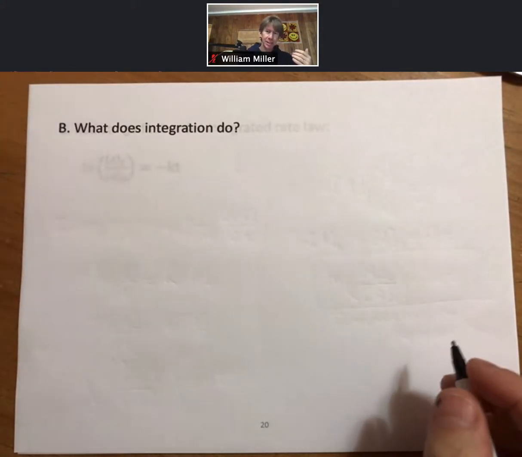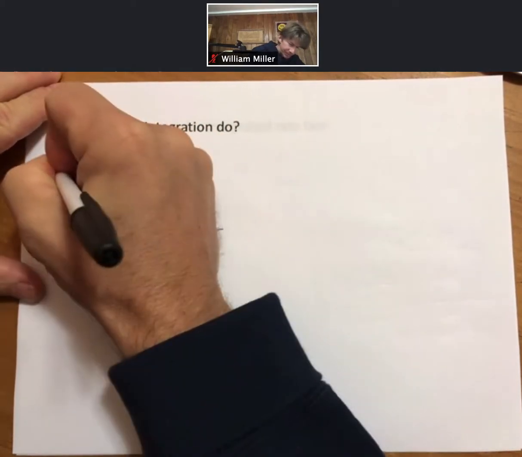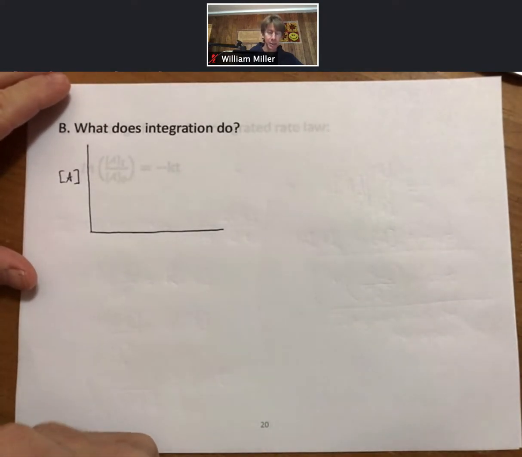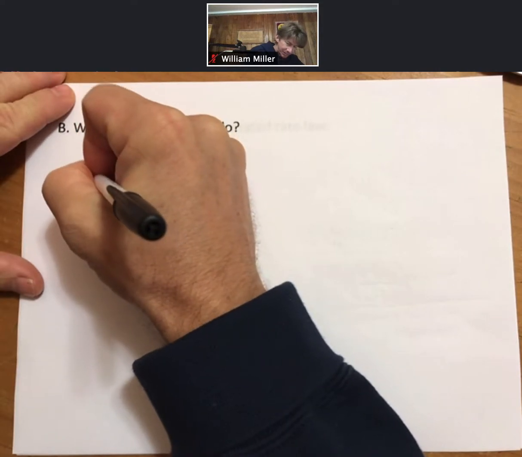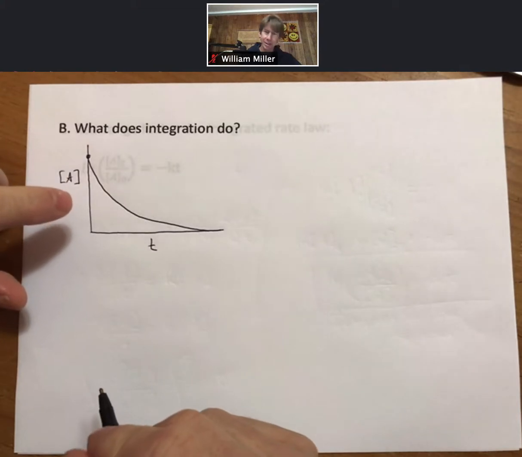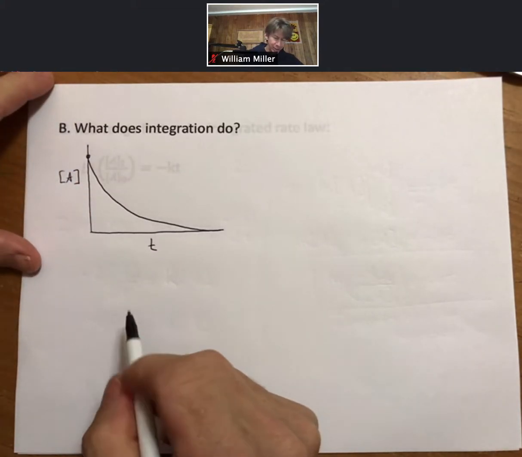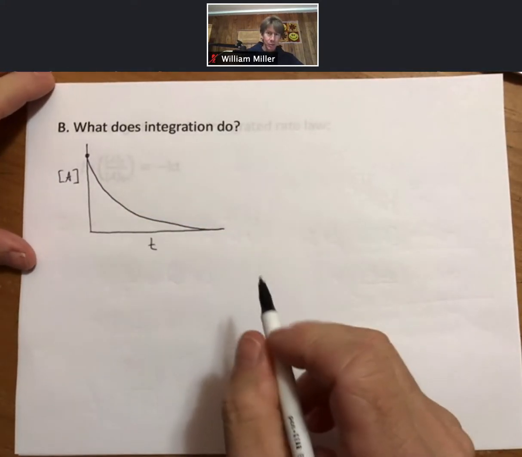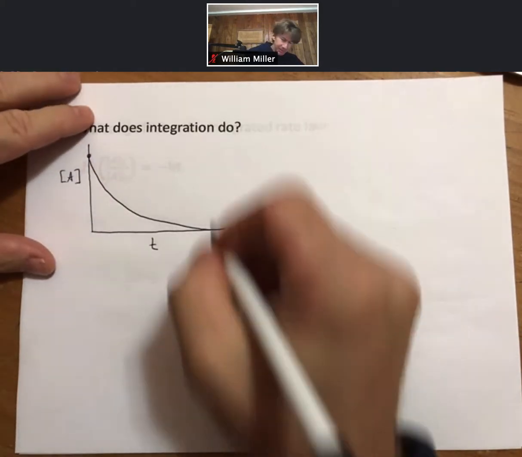But we've seen in previous videos a graph of the concentration of some compound versus time. And what we generally see is that the concentration decreases with time. And what we had was that the reaction rate was the slope of this line.